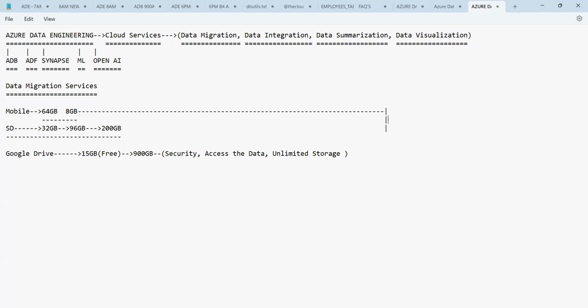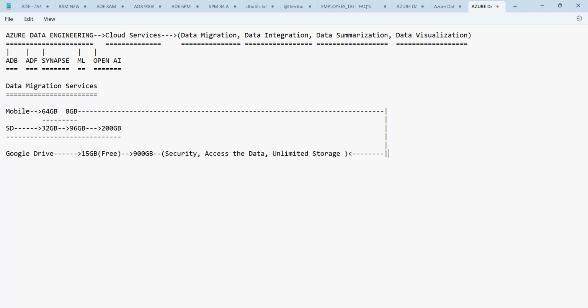That means, knowingly or unknowingly, you're trying to shift the data, you're trying to store the data, guys, from the physical storage of your mobile phone to the Google Drive.